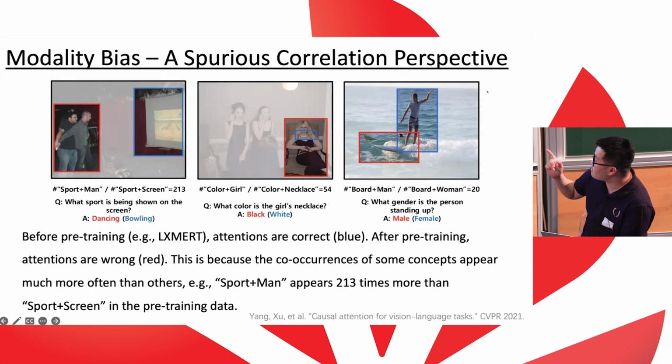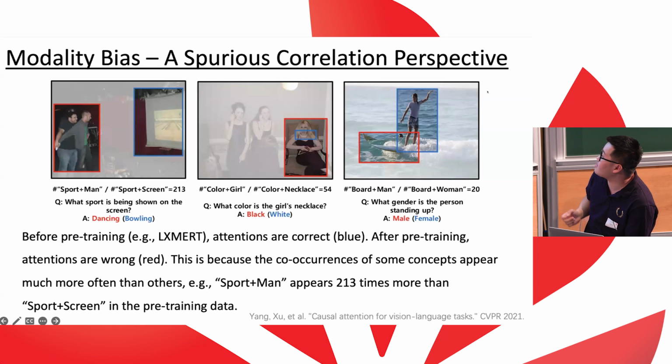Why? This is because the co-occurrence of some concepts appears much more often than others. You can see here, just a line upper to the question in the first figure. I marked that the co-occurrence between sport plus man is 213 times more than sport and screen. When we say sport, there's a high probability that it is followed by a man, but not followed by a screen. So that's why the large model focuses on the men instead of the screens.